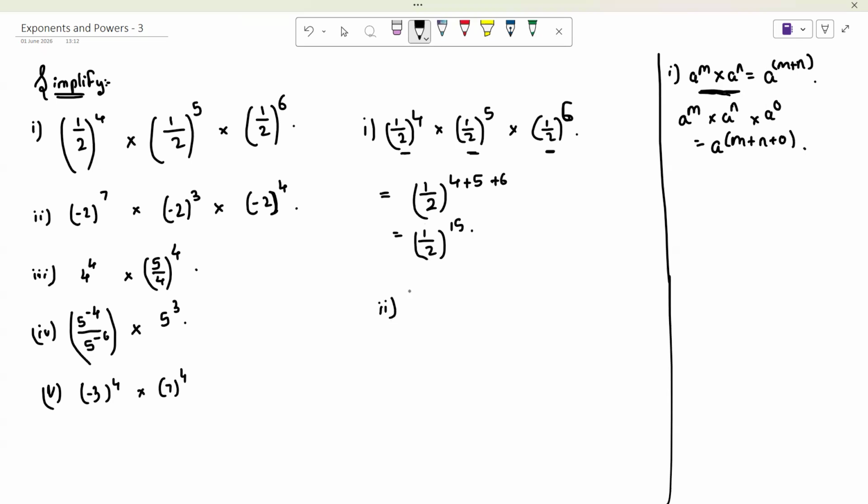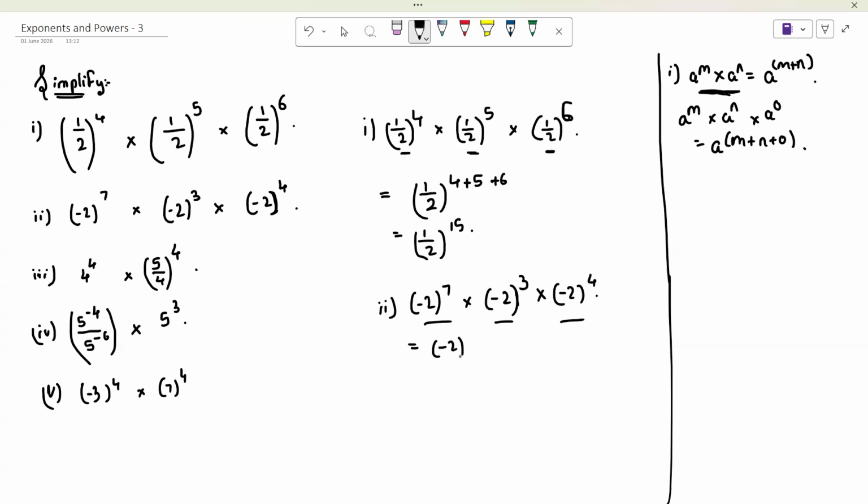Our second question. Minus 2 power 7 into minus 2 power 3 into minus 2 power 4. So again, like we saw, minus 2, minus 2, minus 2. The bases are common and always the same in these powers. What is a power? Power is a combination of exponent and base. So these are all powers. Power, power, power. So here the powers have the same base, minus 2.